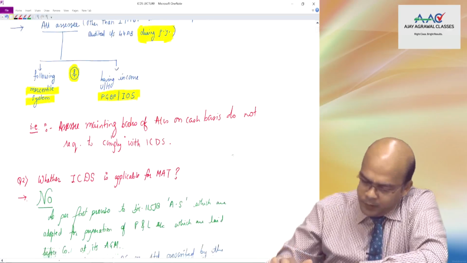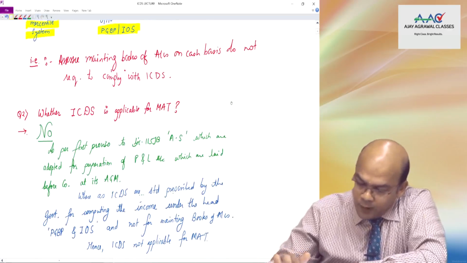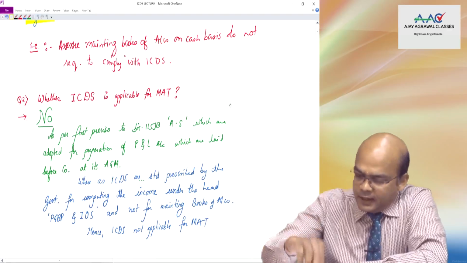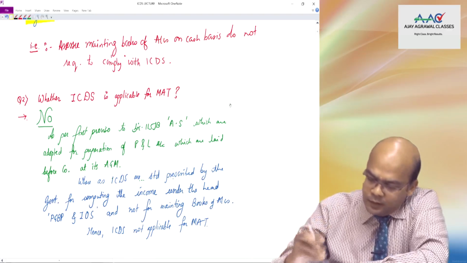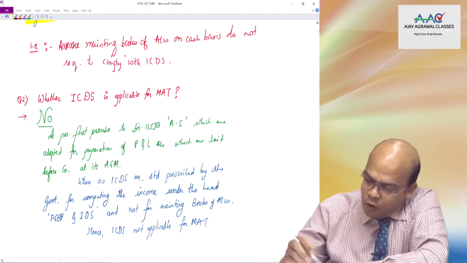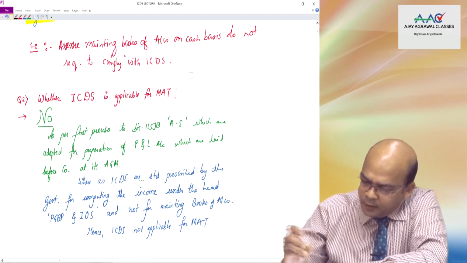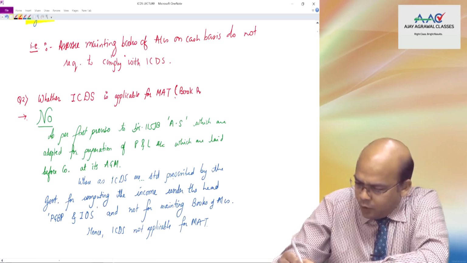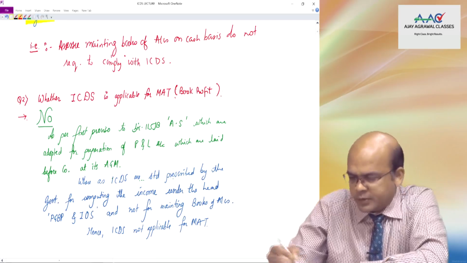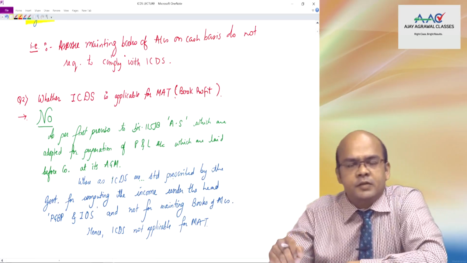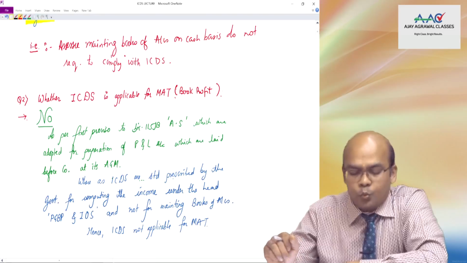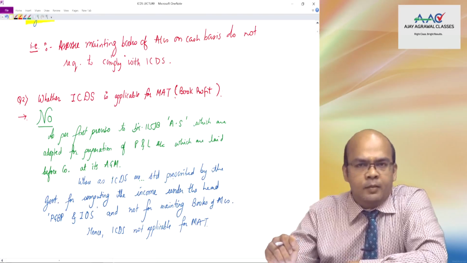Done with? Fine. Come next. Whether ICDS is applicable for MAT. MAT means, for calculation of book profit, on that book profit you pay 18.5% plus surcharge and cess. Now here in this case the answer is no. ICDS is not applicable for MAT.